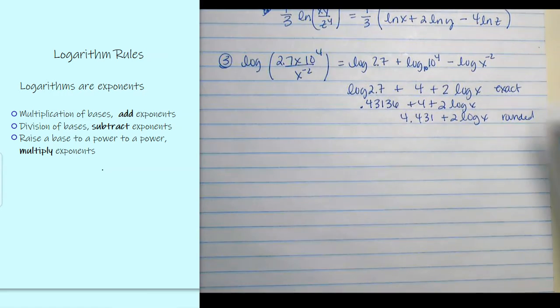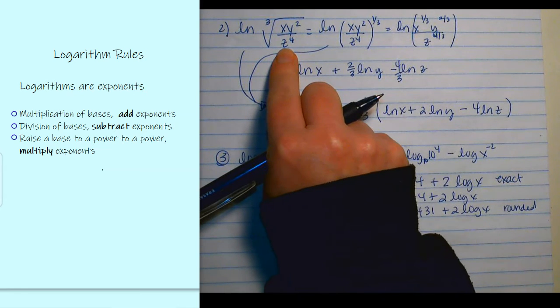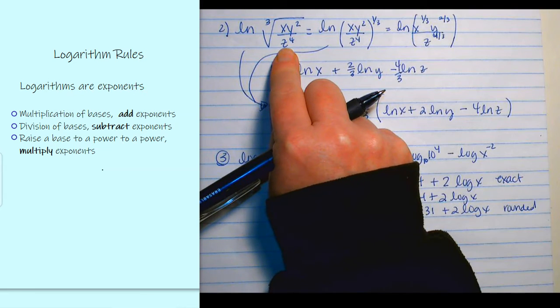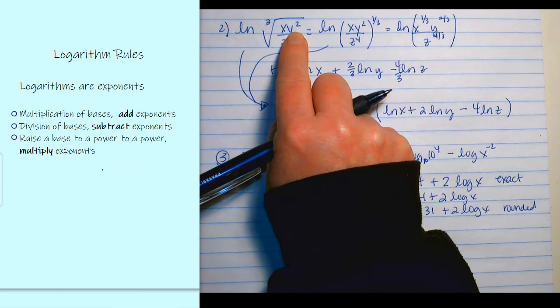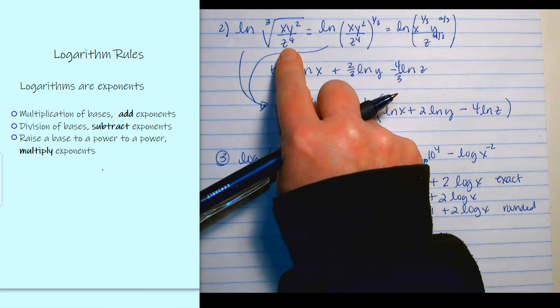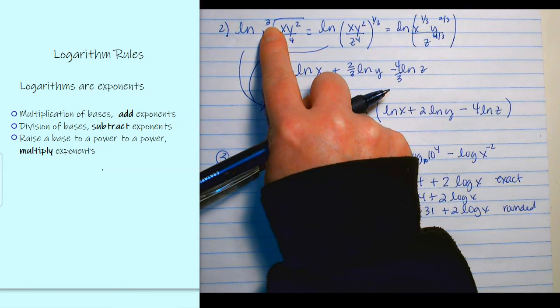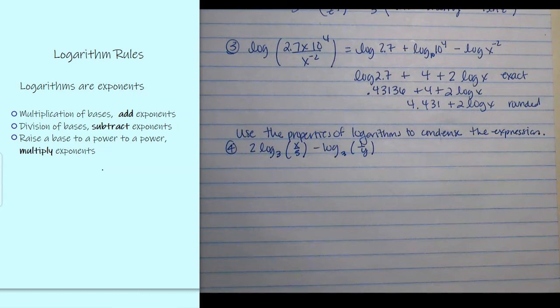So far with our rules, we've used: combined arguments can be separated based on exponent rules. So things that are multiplied are positive. There's an addition in between them. Things that are in the denominator are subtracted. And powers for those bases are multiplied, so they're put in the front. Okay, so now we're going to work those same rules in reverse.